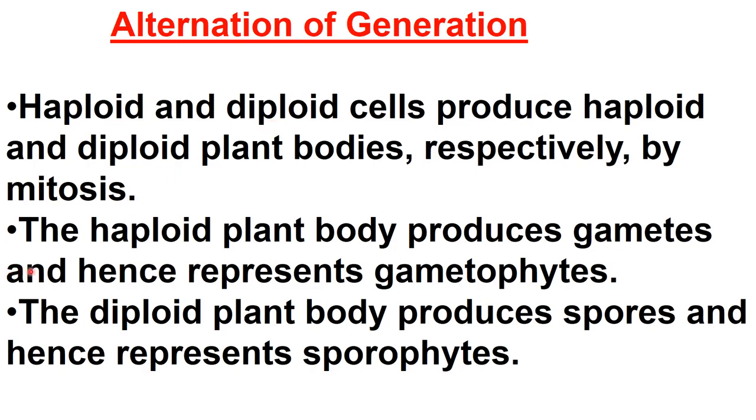Now the haploid plant body produces gametes and hence represents gametophytes. So in plants, the haploid plant body produces gametes, and the gamete producing plant body is called gametophyte, and the diploid plant body produces spores and is called sporophyte. So the spore producing diploid plant body is called sporophyte.